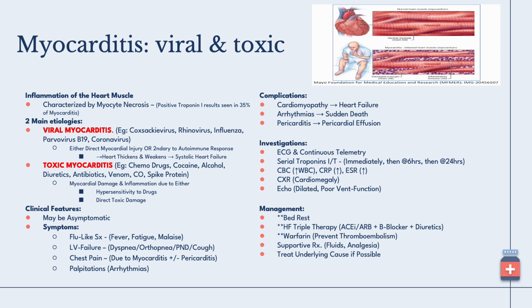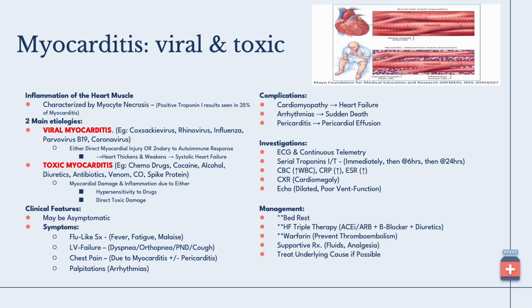Investigation, so EKG and continuous telemetry. Serial troponins, so important to do it immediately, then 6 hours, then 24 hours. CBC, so you may have an increase in white count. CRP and SED rates can be elevated. Chest x-ray, you may have cardiomegaly. Echo, you could have dilated or poor ventricular function.